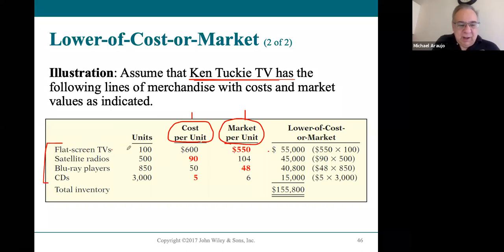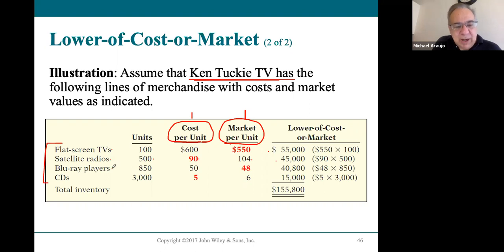Okay. We've got some satellite radios. So we've got 500 of them. We paid $90 for them. That's our cost per unit. If we went out and bought them again today, we'd pay $104. So basically here, the cost of $90 is lower than the market value. So the value they will use for the radios on their balance sheet would be the $90 times the 500 units, so $45,000.